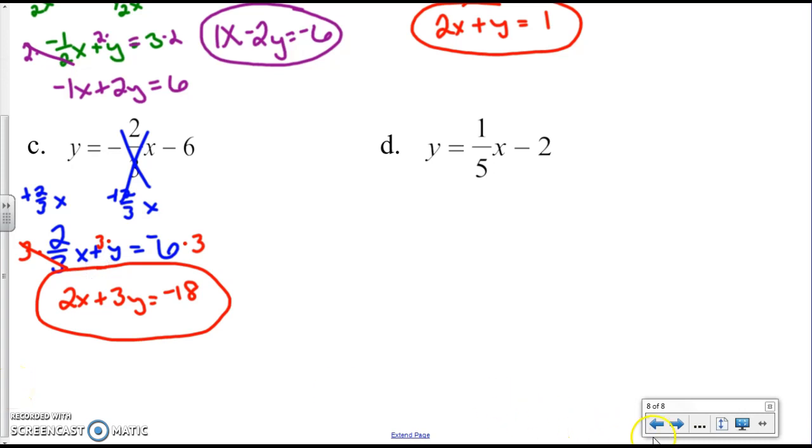Okay, so we've gone through the 3 types of converting. I know that that's a lot, and we're going to keep practicing these for the next couple days.